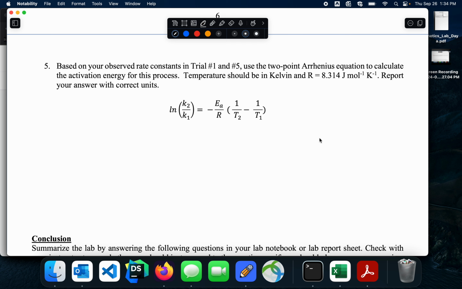So another student asked me about question number 5, analysis and discussion. Based on your observed rate constants in trial 1 and 5, use the 2-point Arrhenius equation. Gotcha. Okay, so here's what I'm going to do.